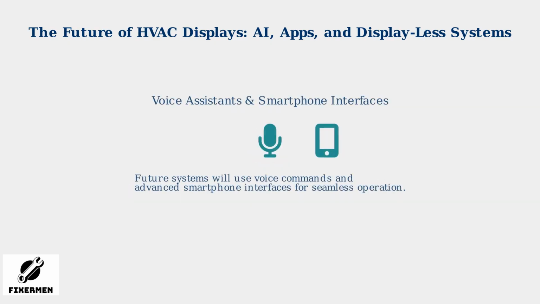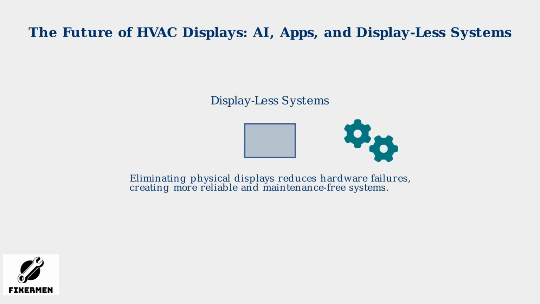Looking ahead, future HVAC systems will incorporate voice assistants and advanced smartphone interfaces. Users will control their climate systems using natural language commands or sophisticated app features, making operation even more convenient. Ultimately, this shift may lead to completely display-less systems. By removing physical screens entirely, manufacturers can significantly reduce hardware failures and create more reliable, software-driven climate control solutions.